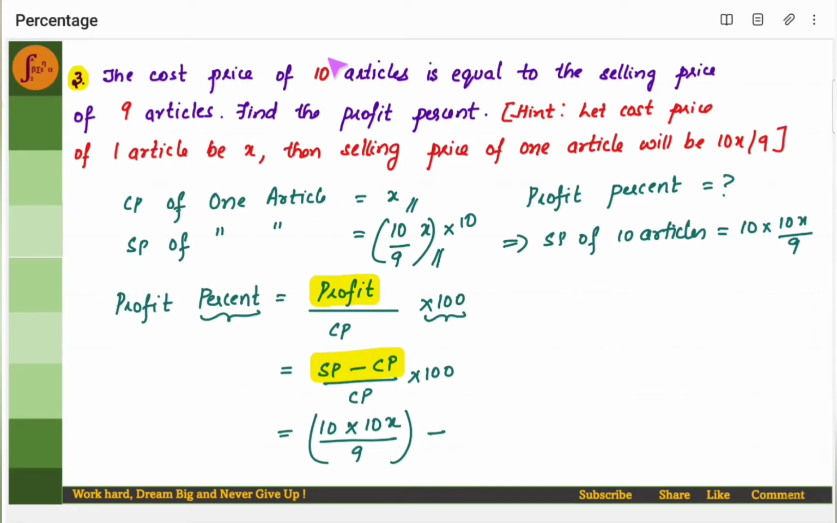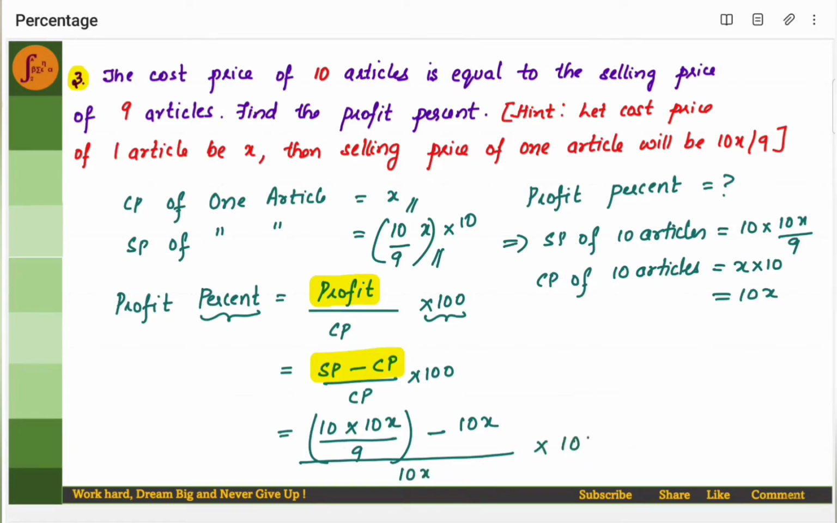How many articles are being sold here? 10 articles. Right? So what is the cost price of 10 articles? It's going to be X into 10. Correct? X into 10, which is 10x. So instead of cost price, we'll put 10x. Right? And then we have to divide this entire thing by cost price. Cost price is 10x into 100. Right? This entire thing into 100.